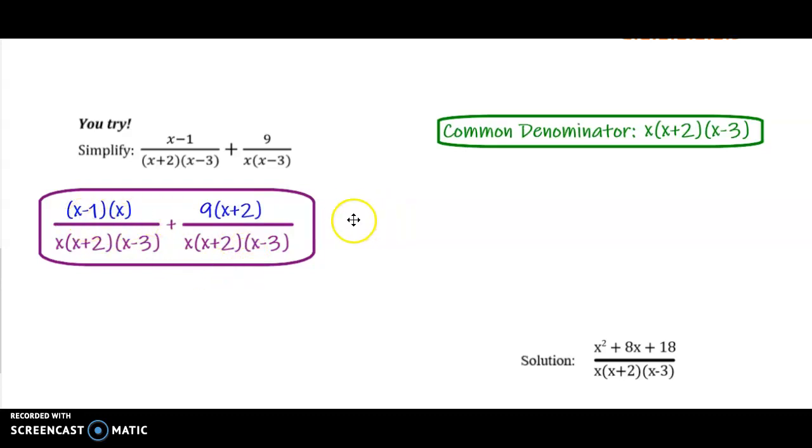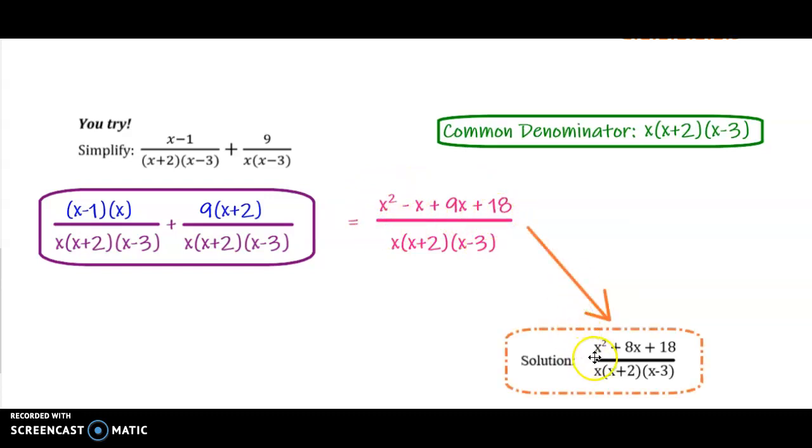When I distribute those out, I end up with x squared minus x plus 9x plus 18. Now, combine your like terms on the numerator and put it in standard form, and that's how you get your solution of x squared plus 8x plus 18 over your common denominator.